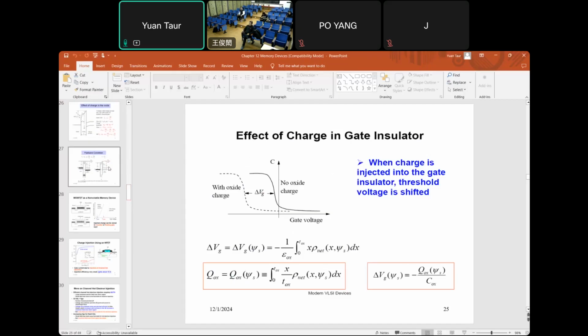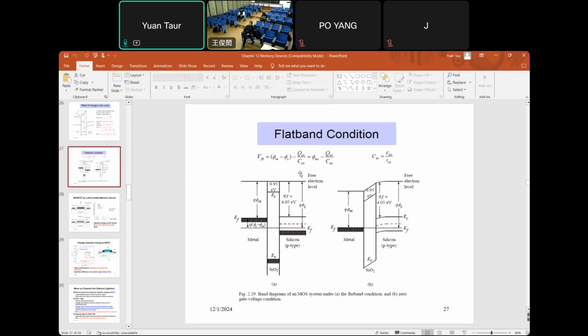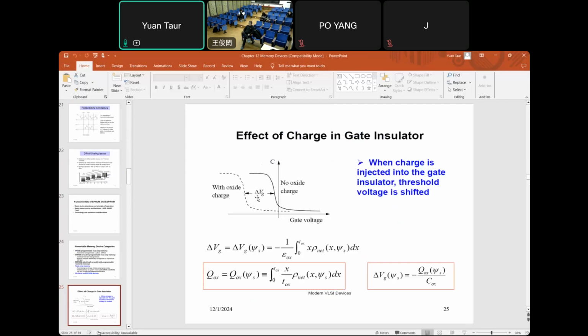Let me just show you a quick chart here. From chapter 4, remember, we showed this flat band voltage. There's a work function difference, and there's also a QOX term. That term we say is 0, because for a logic device, you don't want any charge in the oxide. But in the flash case, we intentionally put a charge in the gate insulator in order to control the flat band or the threshold voltage.